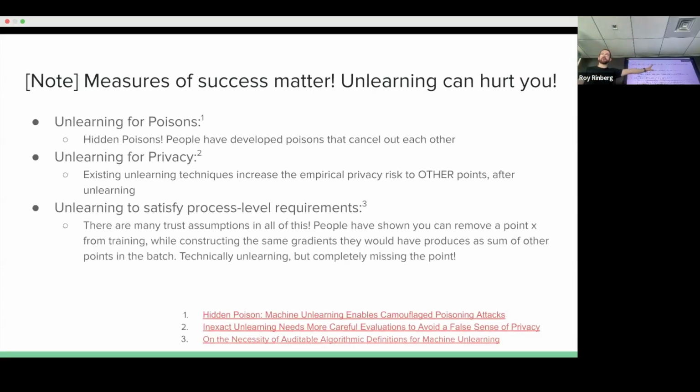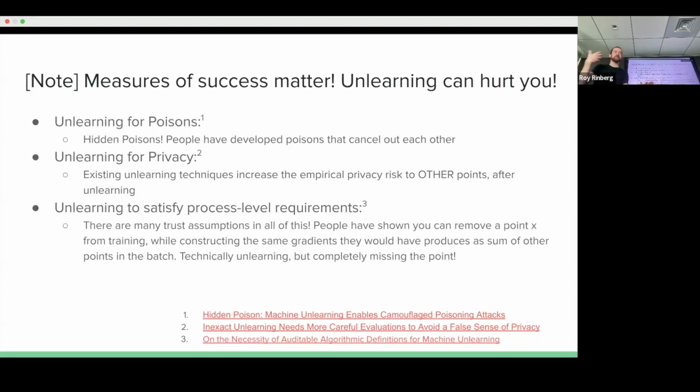Why are we spending so much time on measures of success? It's because they really matter. Your measures of success really matter, and unlearning can hurt you if you're not careful about what you're measuring. If you're unlearning for poisons, imagine this concept: there are poisons that people have developed where you can put 2 data points in a data set, and they don't have any effect. But if you were to remove one of them, the poison is revealed.